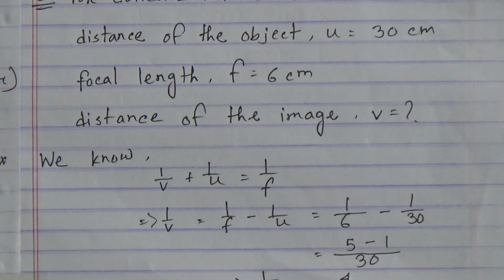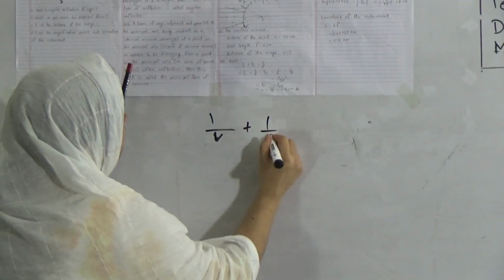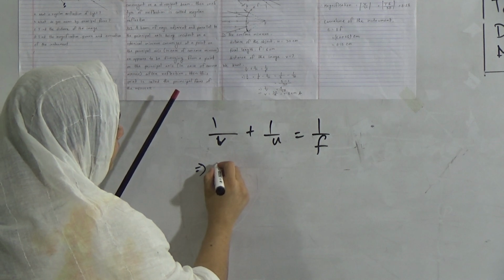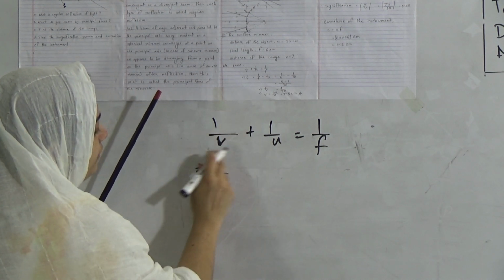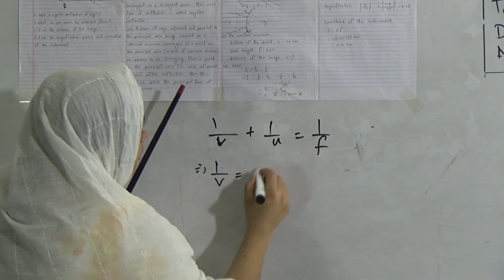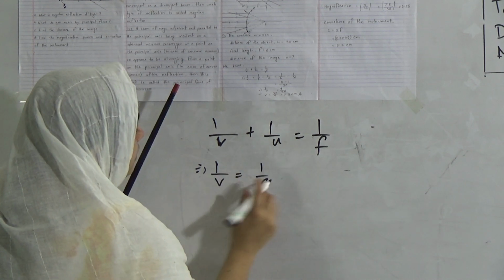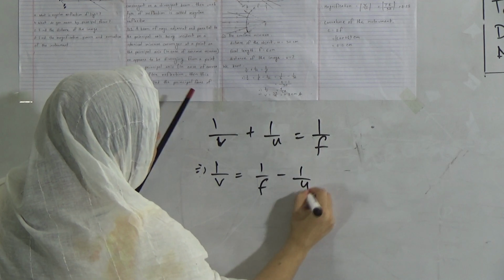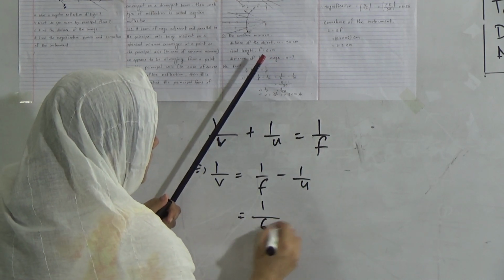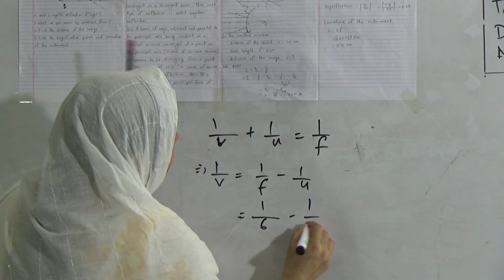And my dear students, we know this formula: 1 by v plus 1 by u equals 1 by f. Now we will use this formula to find the image distance. So we have to find v: 1 by v equals 1 by f minus 1 by u, and now we will put the values: 1 by f means 6, and u means 30.